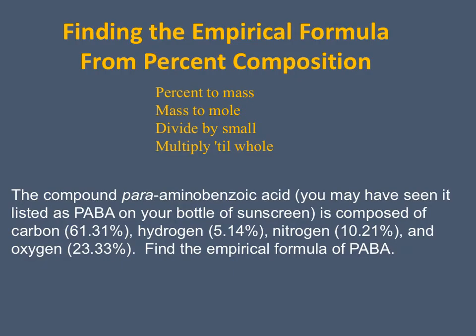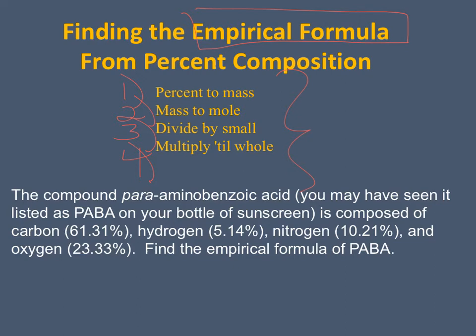So here's the process for calculating empirical formula if you're given the percent composition. This is just a little rhyme. I think I've mentioned before my memory is really poor, so I rely on little memory tricks. So: percent to mass, mass to mole, divide by small, multiply till whole. That just helped me remember. It may or may not help you, but those are the 4 steps involved in doing the calculation.